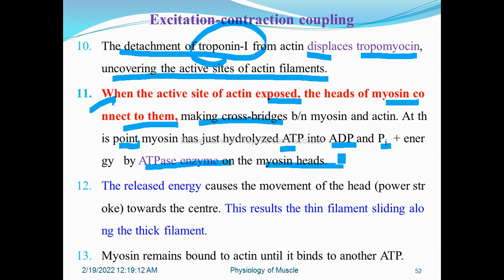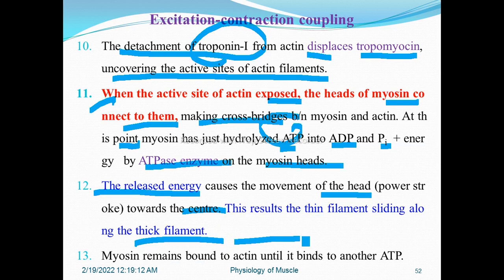By the way, muscle contraction and muscle relaxation are active processes, so they need energy. The breakdown of ATP into ADP and phosphate produces energy, and this energy is important for movement of the head of myosin. The release of energy causes the movement of the head, the power stroke, towards the center. This results in sliding of the thin filament over the thick filament. This process is known as contraction. Myosin remains bound to actin until it binds to another ATP.